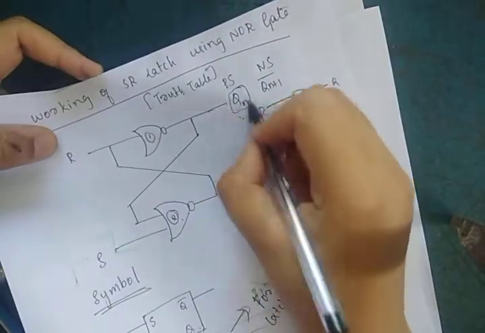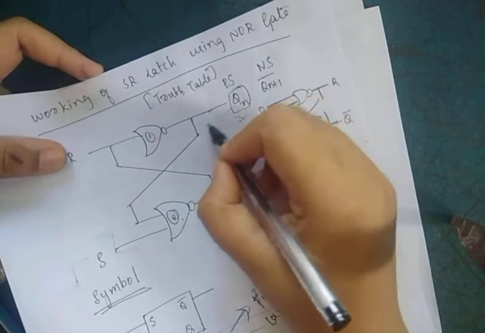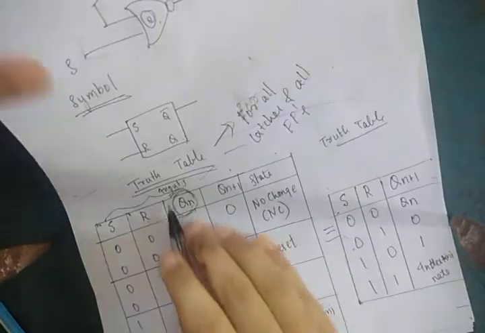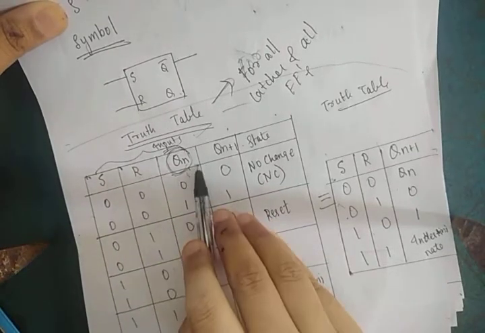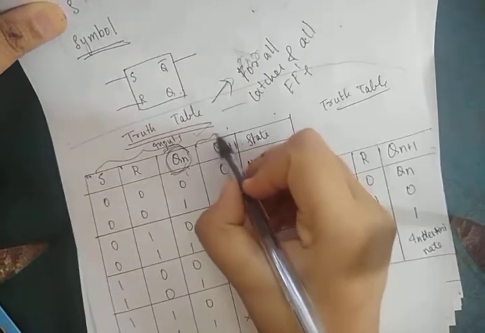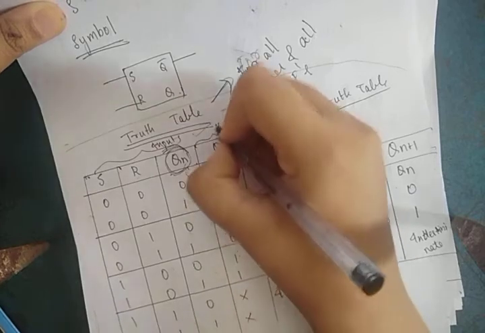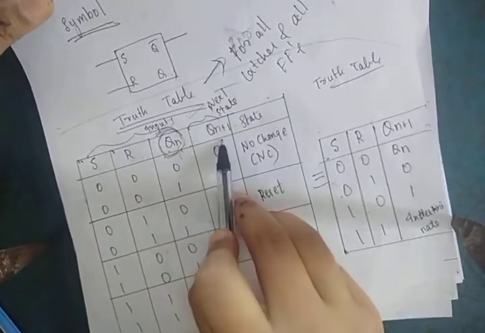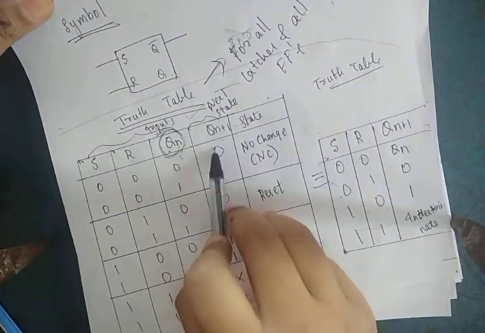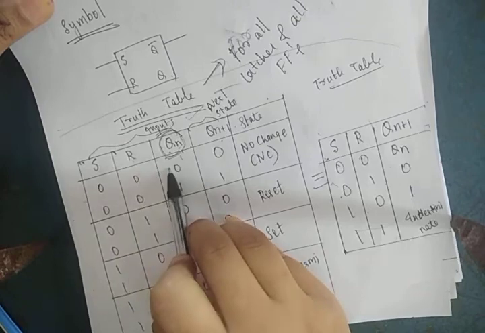So since this is a present state output, I'll include this in the input part. So I have three inputs: S, R, Qn. What will be the output? This is the output, this is the next state. Remember, from now onwards I'll be using Qn and Qn plus 1. Qn plus 1 is the next state, Qn is the present state.